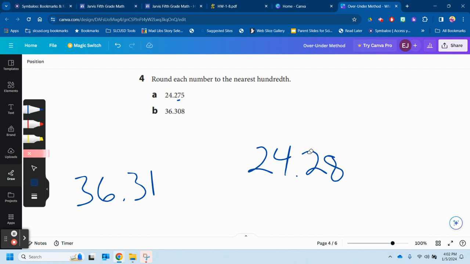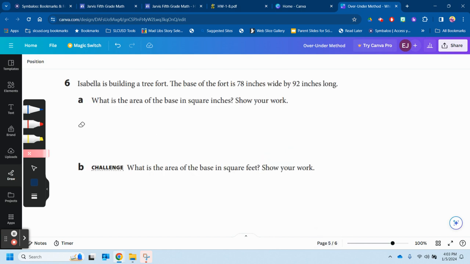That should be review. We'll bring your questions to class tomorrow if you have them. Let's see here. So here's our kind of question. Isabella's building a tree fort. The base is 78 inches by 92 inches long. What's the area of the base in square inches? So these are all inches.